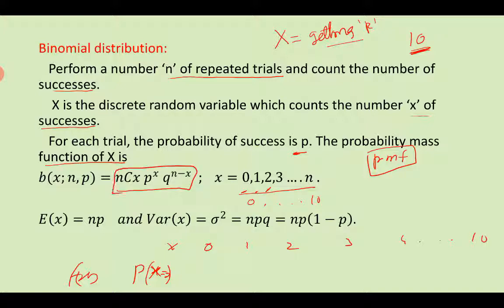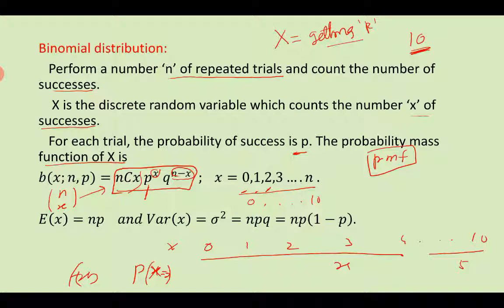nCx, you can write n over x in this bracket. This is nCx, and p raised to x. How many times does success occur? x is the number of successes, p is the probability of success. So probability of success to the power of the number of times success occurred. Now the number of times failure: n minus x failures. There are n events. If there are 10 events and we get 4 successes, the remaining 6 will be failures. If 5 successes, then the remaining 5 will be failures, depending upon the case.